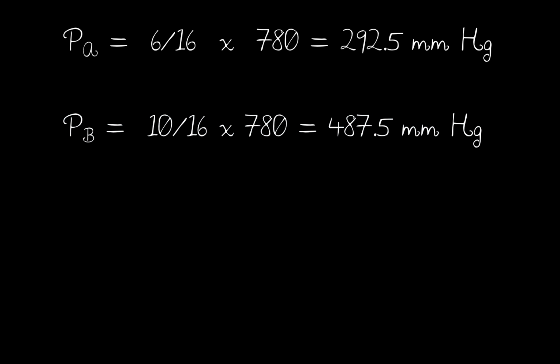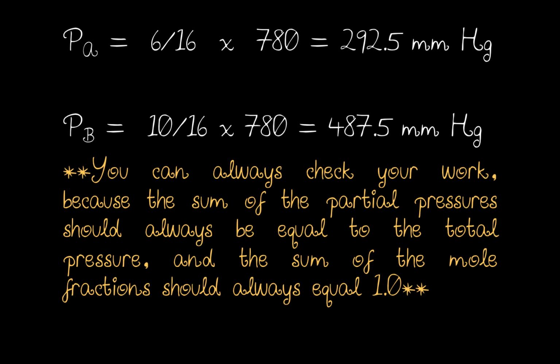Component B has a mole fraction of 10/16 times the total pressure of 780 to give us a partial pressure of 487.5 millimeters of mercury. You can always check your work because the sum of the partial pressures should always be equal to the total pressure, and the sum of the mole fractions should always equal 1. 292.5 plus 487.5 equals 780 millimeters of mercury, the total pressure. 6/16 plus 10/16 is equal to 16/16, or 1.